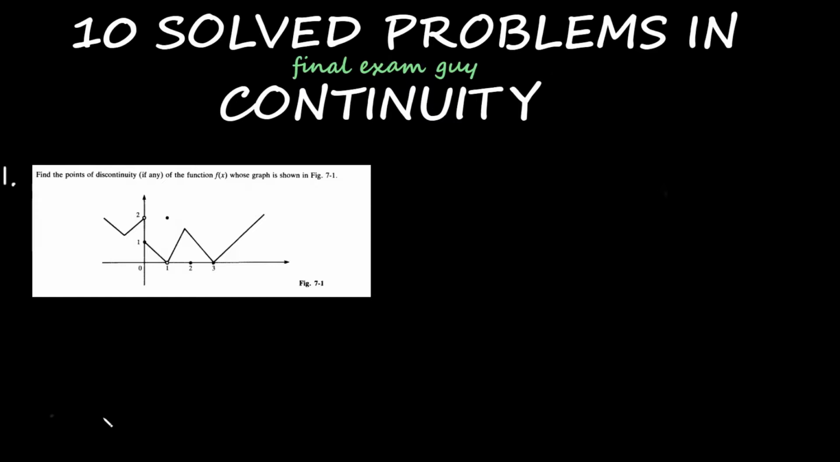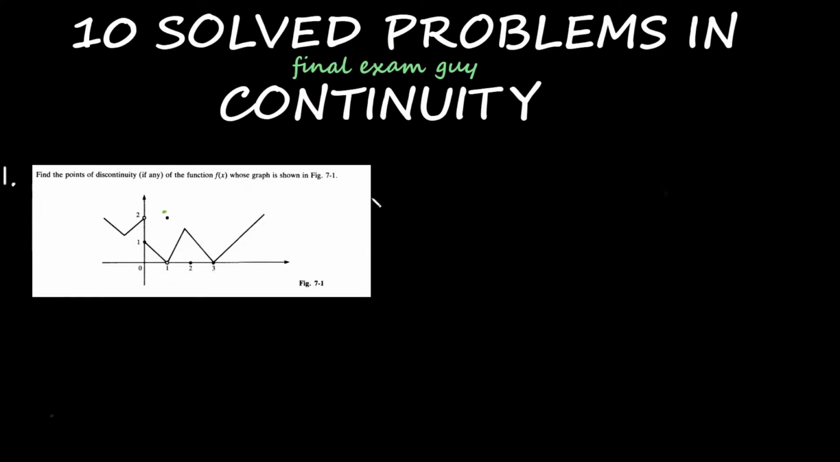So let's get started. Question 1 says to find the points of discontinuity, if any, of the function f of x, whose graph is shown here. A few things to note about this problem is that when there's a white circle here, that means that if you plug in 1 into the function, it will not be 0. The f of 1 will not be 0, it will be this black dot here. So there's a point of discontinuity at 1, obviously, right?